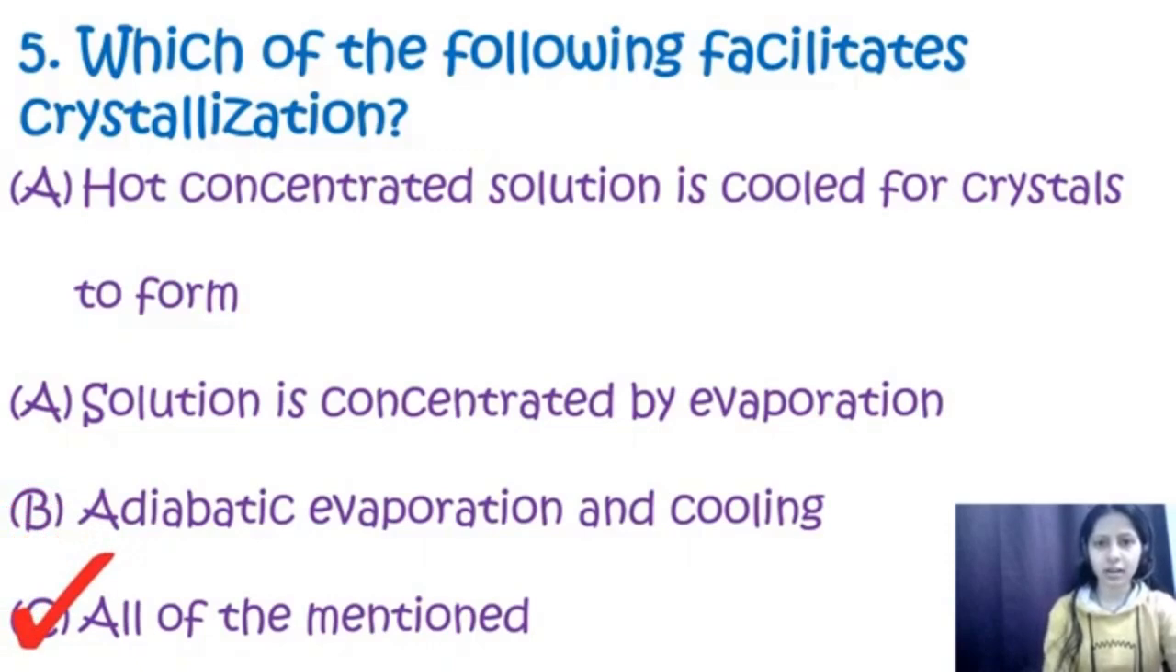Since crystallization, actually crystallization क्या है? It is a process that involves the formation of solid crystals and it forms in a homogeneous solution. सो यहाँ पे बोल रहा है कि what facilitates the crystallization. So the process can be carried out by causing physical changes like the change in temperature or a chemical change like changes in acidity. So these three options, that is hot concentrated solution, solution is concentrated by evaporation, and adiabatic evaporation and cooling, these three methods mentioned in the options are commonly used in the crystallization process. So number D is correct.